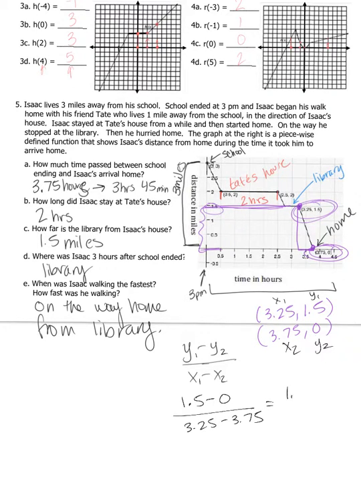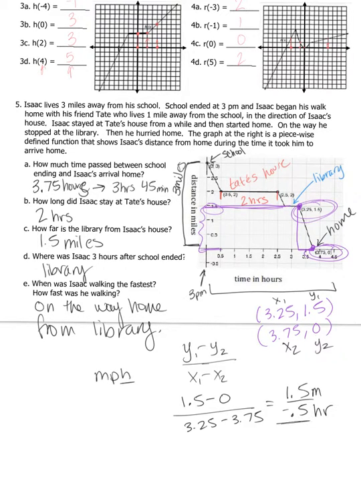So that gives me 1.5 over 0.5, which basically says, okay, I'm walking 1.5 miles in 0.5 hours. Remember, x is representing the hours, y is representing the miles. So I'm walking 1.5 miles in 0.5 of an hour. Remember, we usually measure speed in miles per hour, like whole hour, not half an hour.